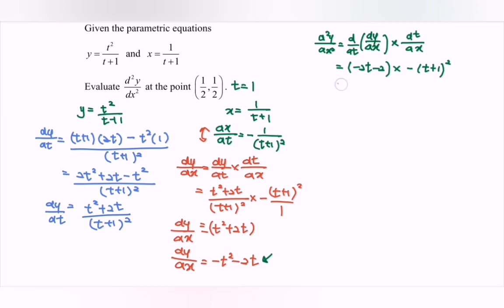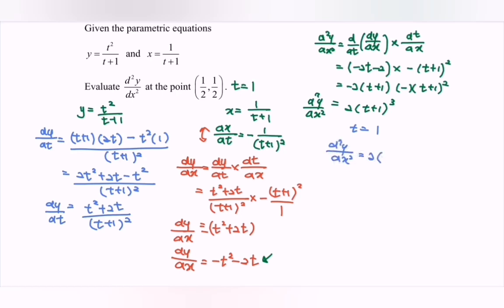Kindly rewrite the situation. Factor out the negative 2, then we have (t plus 1), multiplied by the negative (t plus 1) squared. So for the second derivative, we have 2 over (t plus 1) cubed. Kindly substitute the value when t equals 1. So the second derivative equals 2 multiplied by 2 to the power of 3, so we have 8 multiplied by 2. So the second derivative equals 16.